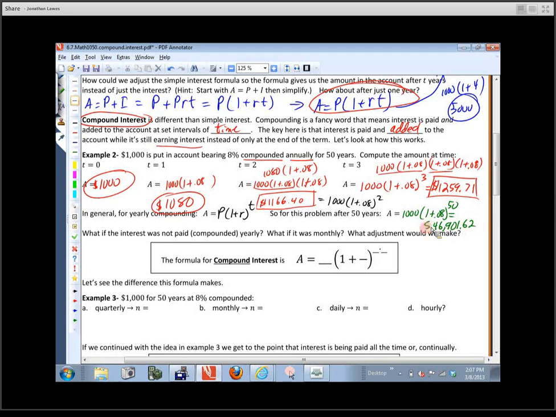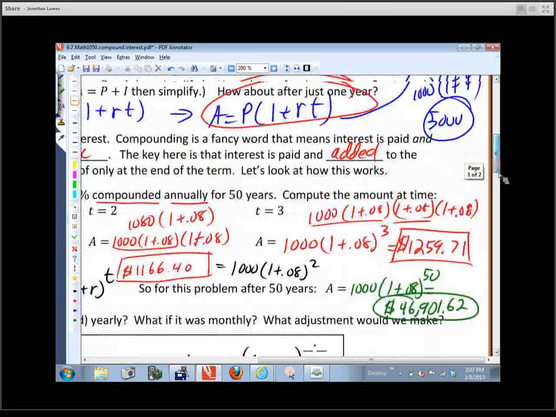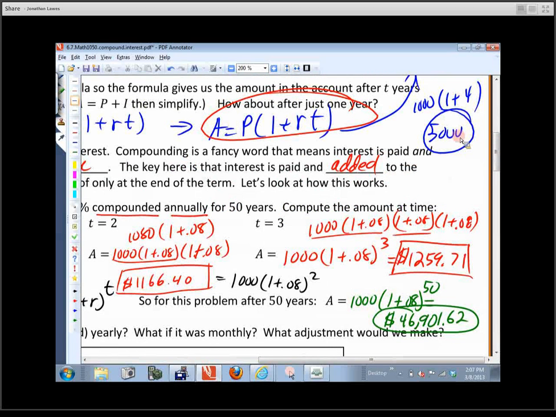46,901.62. Did that get it right? Okay. Take a good look at this, and I'm going to blow this up just a little bit so we can see both of these. We got $5,000 if we were paid 8% interest, simple interest paid at the very end. If we're paid the same amount of interest, 8% per year, but they take that 8% and pay it on what's in the account, and they put it in the account, that little bit of extra every single year, look at what a huge difference it makes.